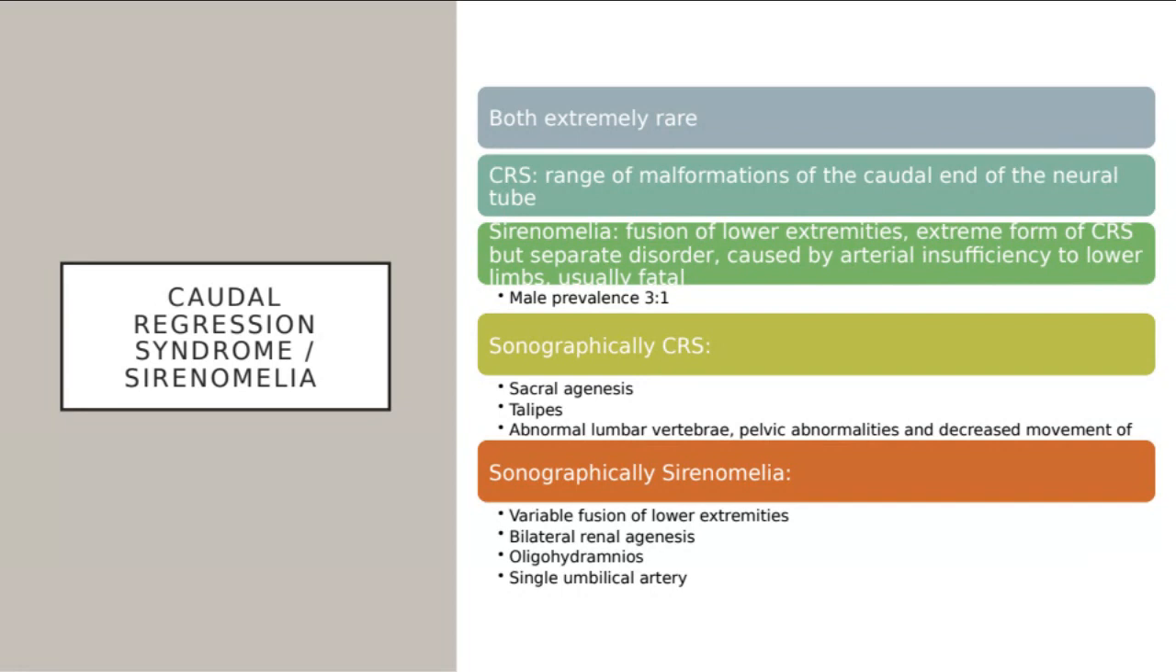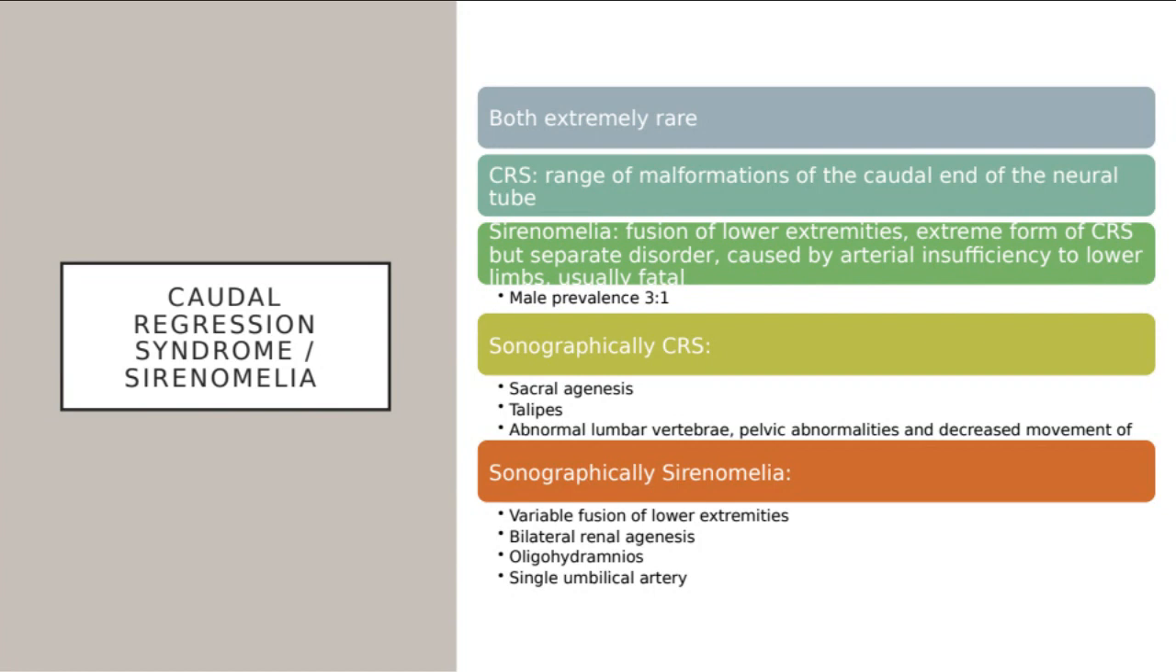Lower half. When we have sirenomelia, this is when we actually have fusion of the lower extremities. This is an extreme form of caudal regression syndrome, but kind of its own separate disorder, so a little bit more particular in the diagnosis. It can be caused by arterial insufficiency to those lower legs, and it's usually going to be fatal, although there are some stipulations to that.